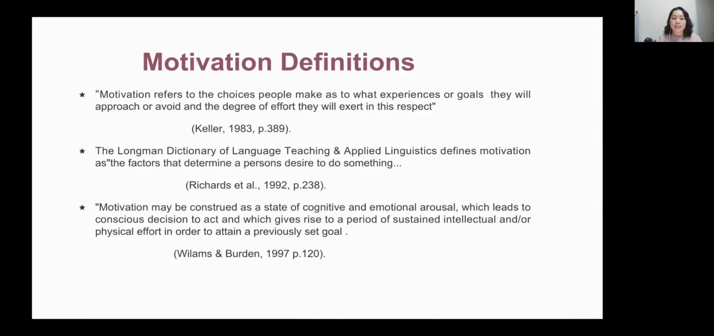Richard, 1992. The last one, motivation may be construed as a state of cognitive and emotional arousal, which leads to the conscious decision to act and which gives rise to a period of sustained intellectual and or physical effort in order to attain a previously set goal. Williams and Burden, 1997.